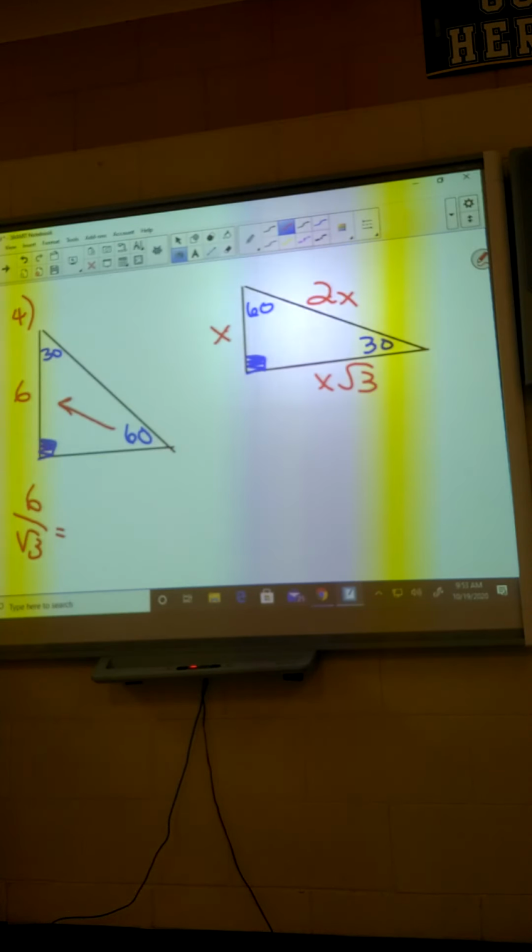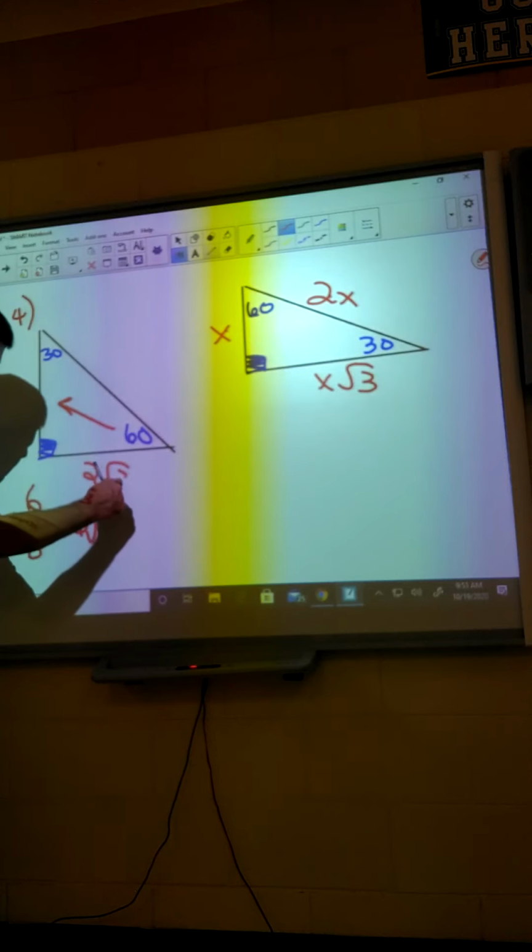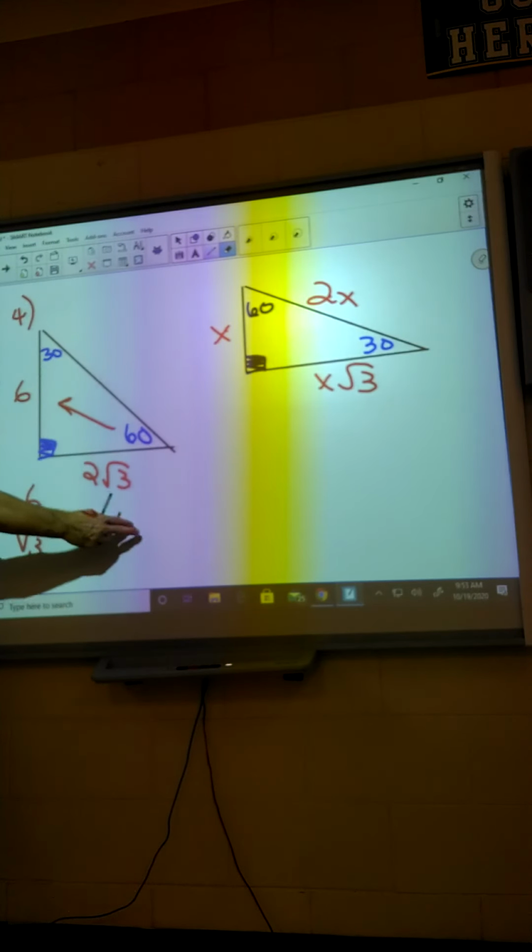Now, who remembers the shortcut from last week? So we don't have to type it in. 6 divided by 3. 6 divided by 3 is 2 and put a root 3 behind it. Good. Now where does that go? On the 30 degree side. So find your 30 right here. I think that's the hardest one.